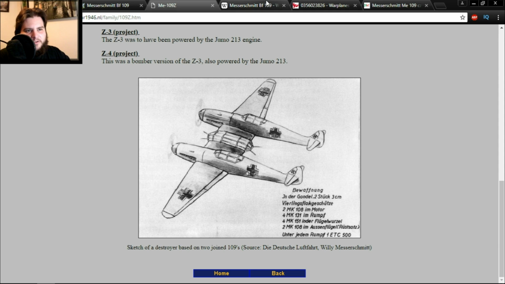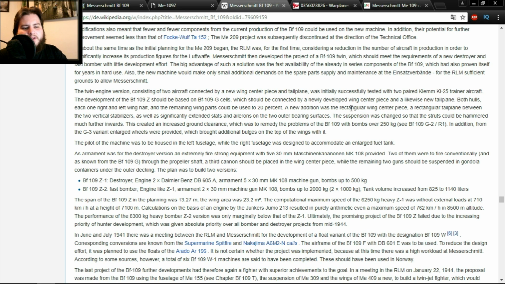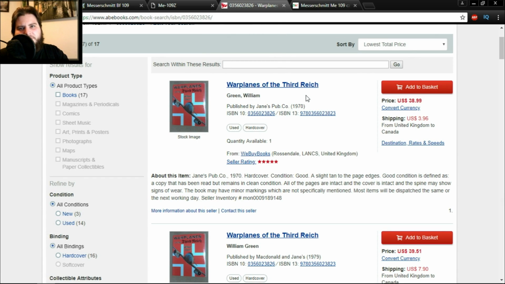And then you look at another source. It links to the German Wikipedia. Now this can be disregarded straight away because, well, there is no source for any of this. This is just somebody's opinion on what the aircraft was. Therefore, that can be disregarded. And then there are a few other sources.